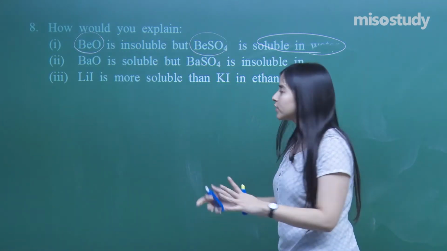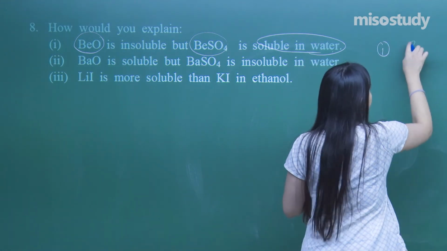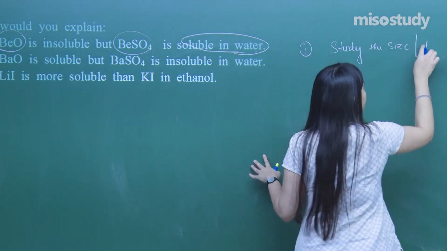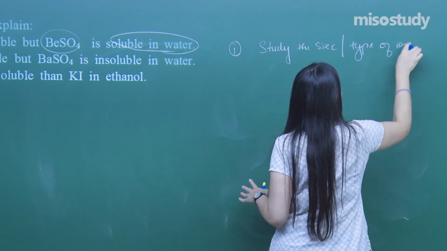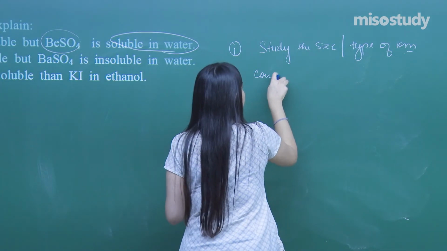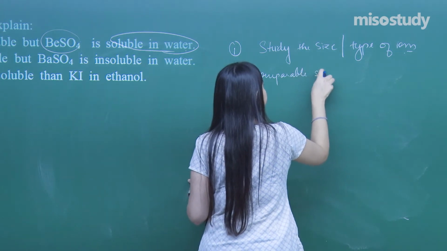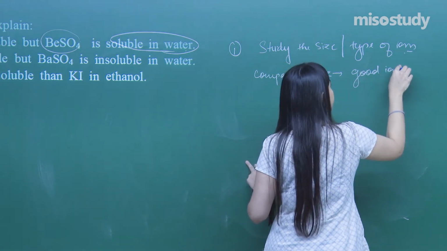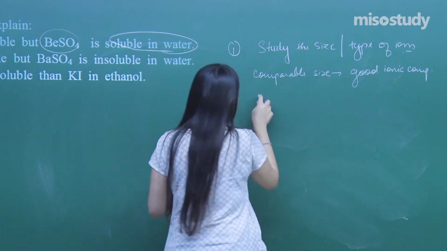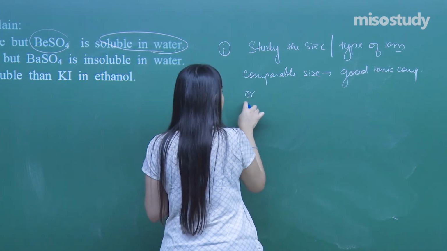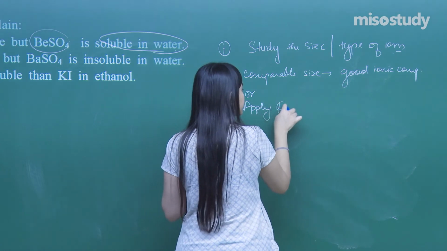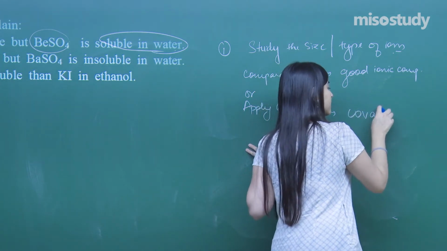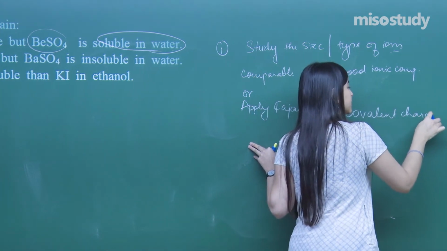First of all, what is the first step you need to do? First step is study the size and type of ions. If comparable sizes, then it is a good ionic compound. Or apply Fajan's rule. If you are applying Fajan's rule, then it will account for the covalent character. Find out the covalent character, right?